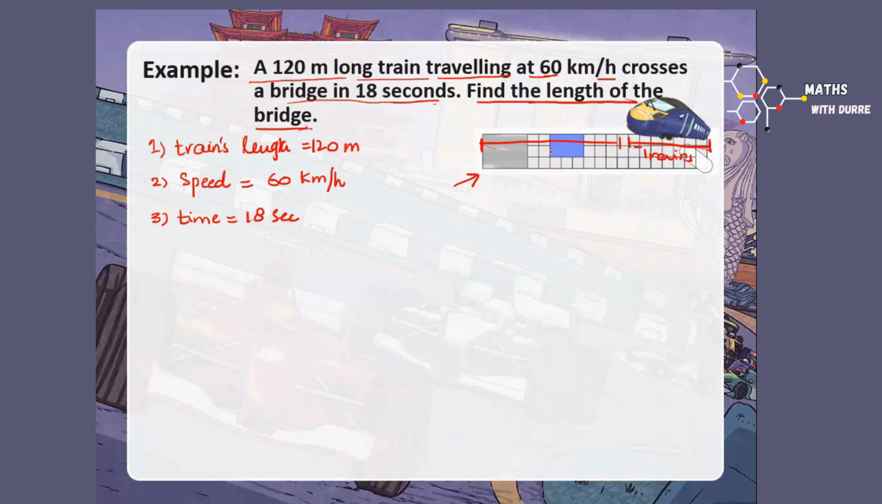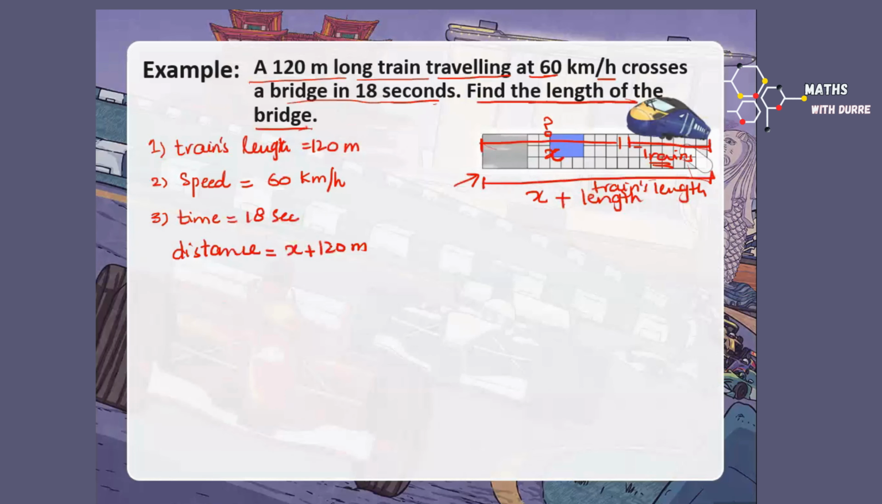So the total distance will be what? This is unknown. We don't know this information. We have to calculate it. So basically, what we need to find is the total length of the bridge. That is X, this part which we don't know, plus the length of the train. Clear? So it means you can say distance is X plus 120 meters. Clear?